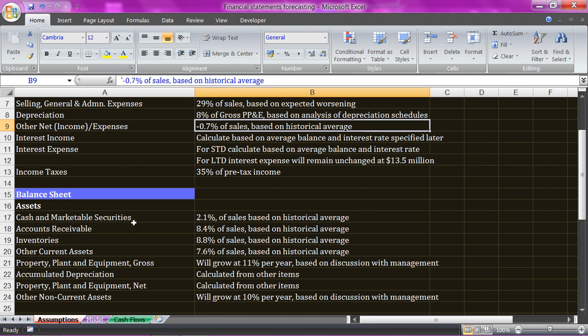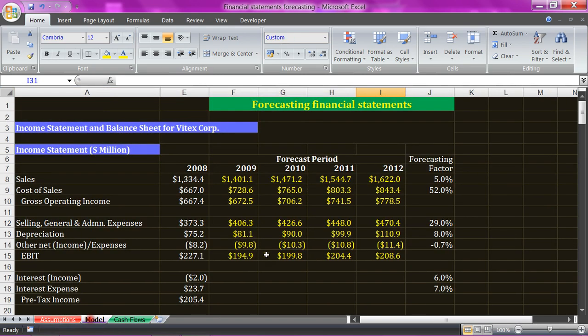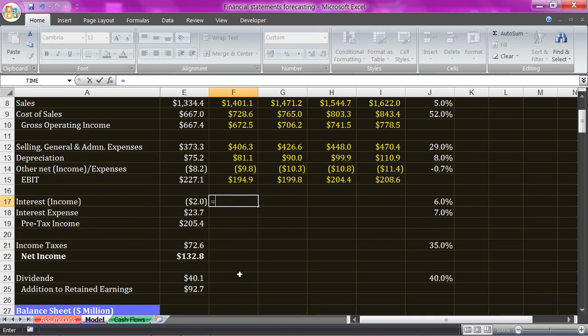After this, we have to find interest income. Interest income is calculated based on the average balance and the interest rate specified later. The interest rate for the cash and marketable securities is 6%, so we need to keep 6% here. For finding interest income, if income is there, we need to put a negative sign here, because we will deduct later.